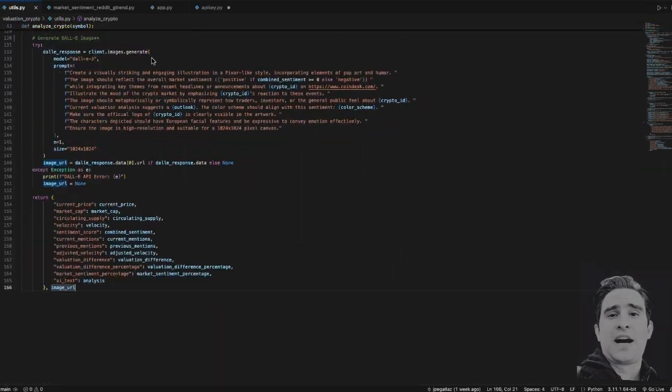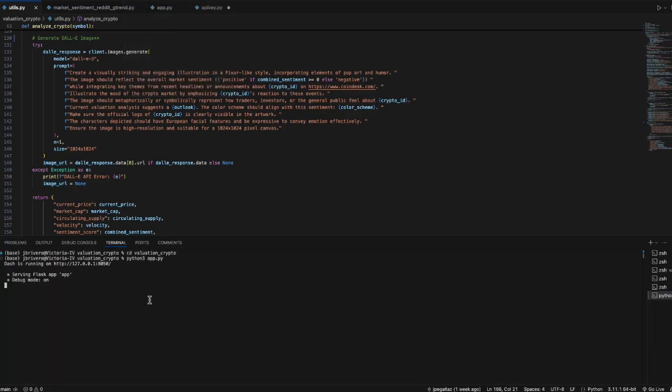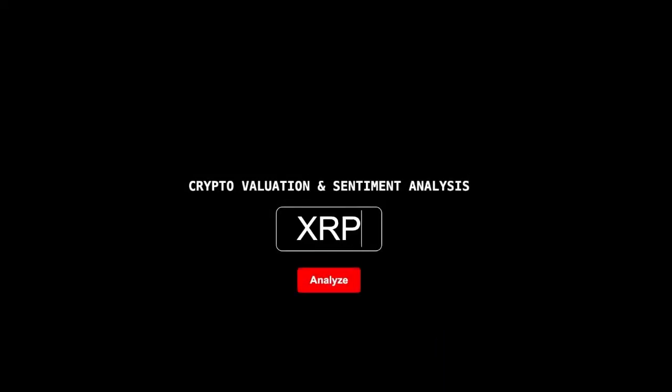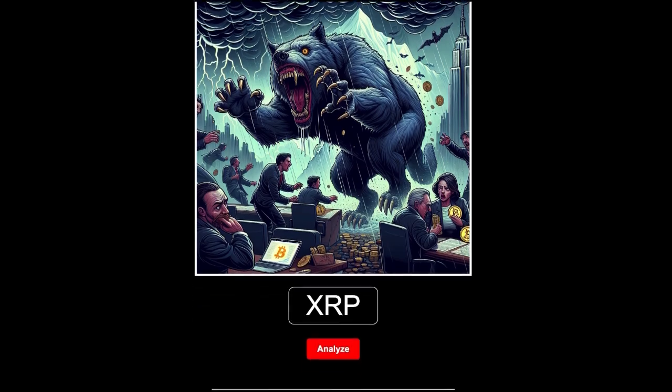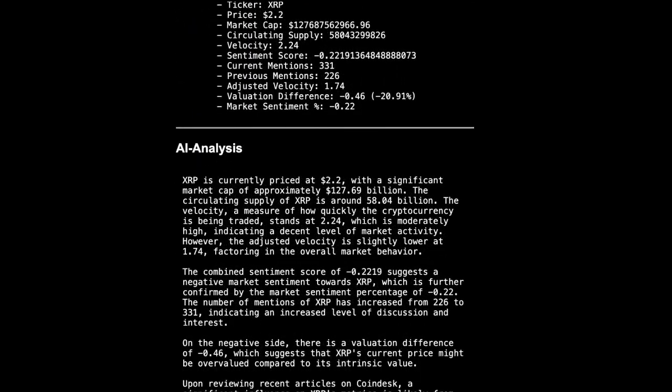Now let's see it in action through our basic Dash interface. We enter XRP, click Analyze, and the app calls that Analyze Crypto function. AI-generated image: if conditions line up, we fetch a DALL-E image that captures the overall sentiment, bullish, bearish, or mixed.